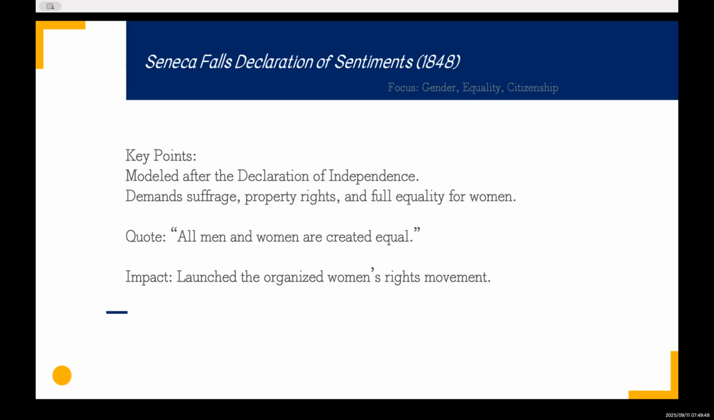The Declaration listed specific injustices faced by women, such as lack of property rights, unequal education, and denial of the right to vote. It marked the beginning of the formal women's suffrage movement, and its ideas would endure for decades. This document shows how gender became a political category for reform.